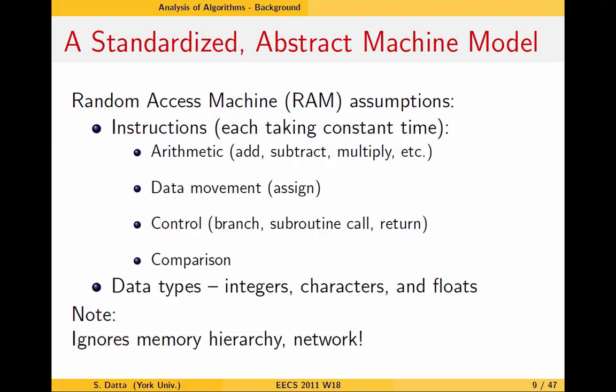It supports all the standard data types, so you don't have to worry. Most importantly, there is no memory hierarchy, there is no network. The reason it's called random access is that every memory access, memory as in variable, array, whatever, any data item that you access, takes an equal amount of time. As I said, that's not true in real machines. And in fact, it's becoming even less true as time goes on.